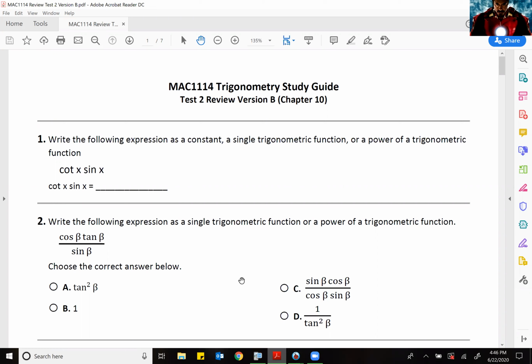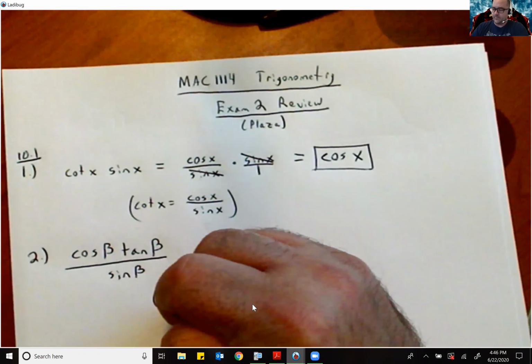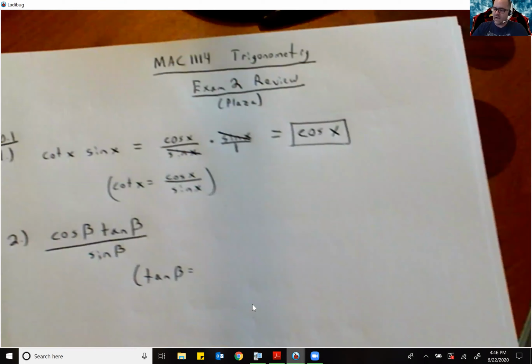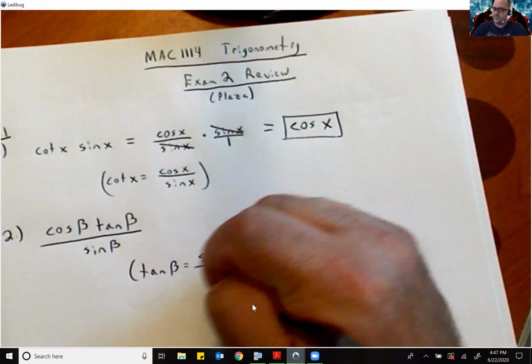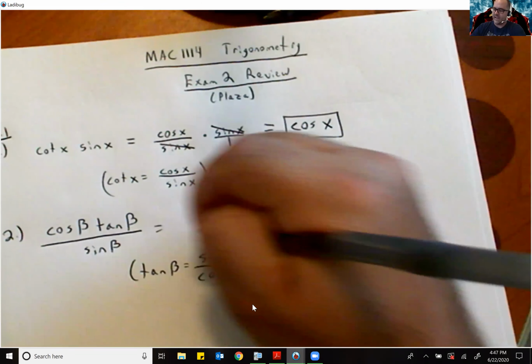So again, my advice to you is I would use identities. Okay? Use those identities to help you out. And so I would change things again into sines and cosines. So take the tangent and use an identity and change it into sines and cosines. Well, if cotangent is cosine over sine, then that means we know that tangent beta has to equal sine beta over cosine beta.